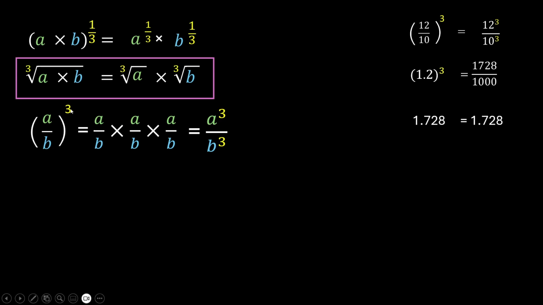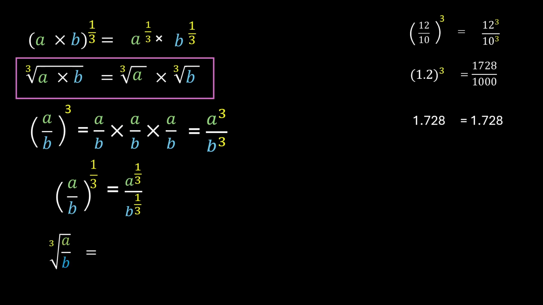Now, once again, if I replace this exponent with a fraction, it would be true as well, right? So, (a upon b) raised to the power 1 upon 3 would be equal to a raised to power 1 upon 3 divided by b raised to power 1 upon 3. That means we have that the cube root of a upon b is equal to cube root of a divided by cube root of b. Now, once we have these identities, it becomes a lot easier for us to solve the questions.